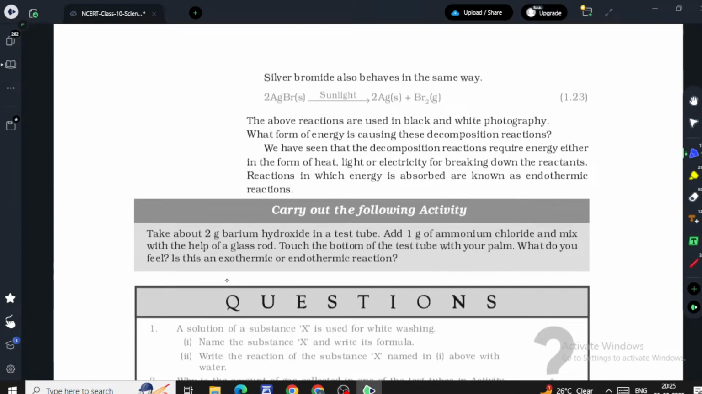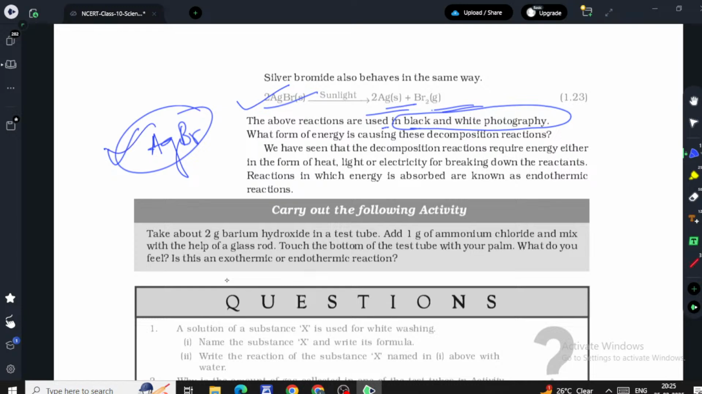Silver bromide also behaves in the same way: 2AgBr gives 2Ag plus Br2. The above reactions are used in black and white photography. This is important: AgBr, silver bromide, is used in black and white photography.